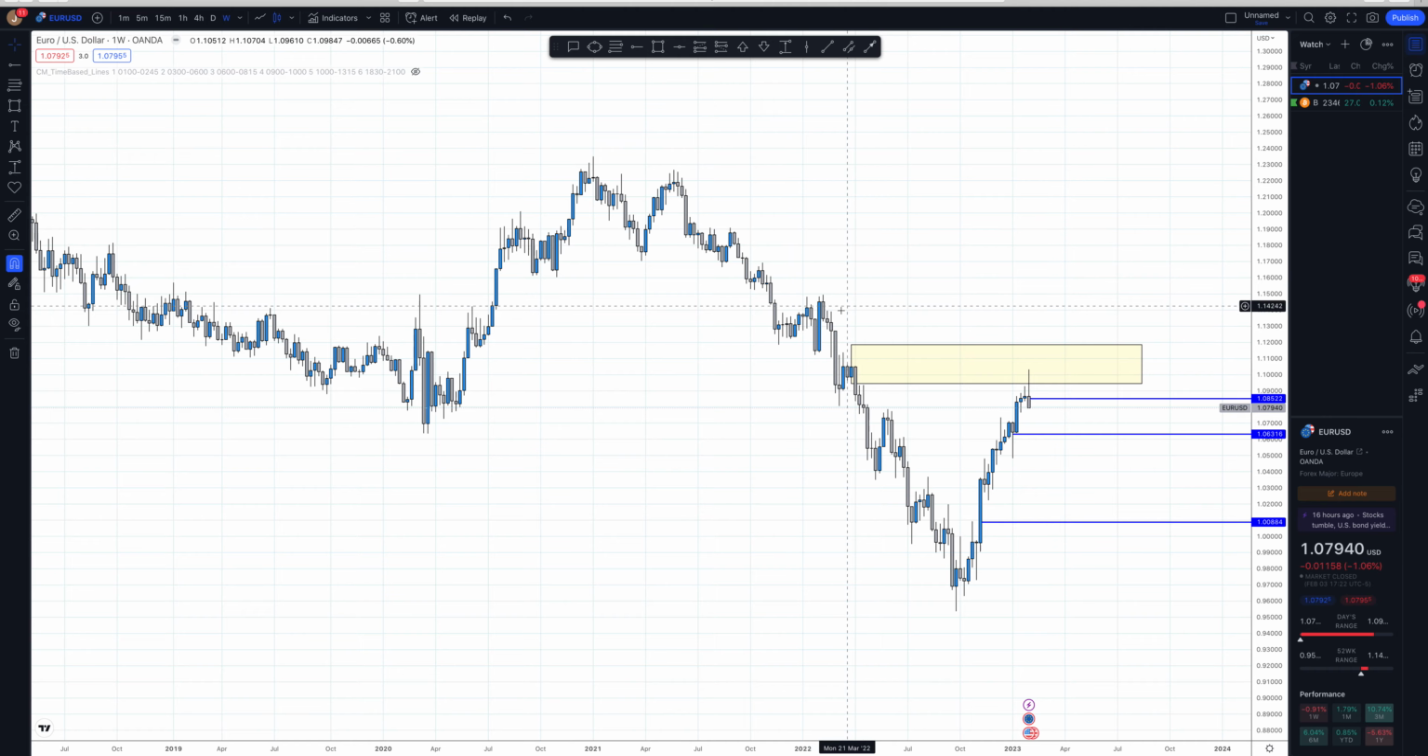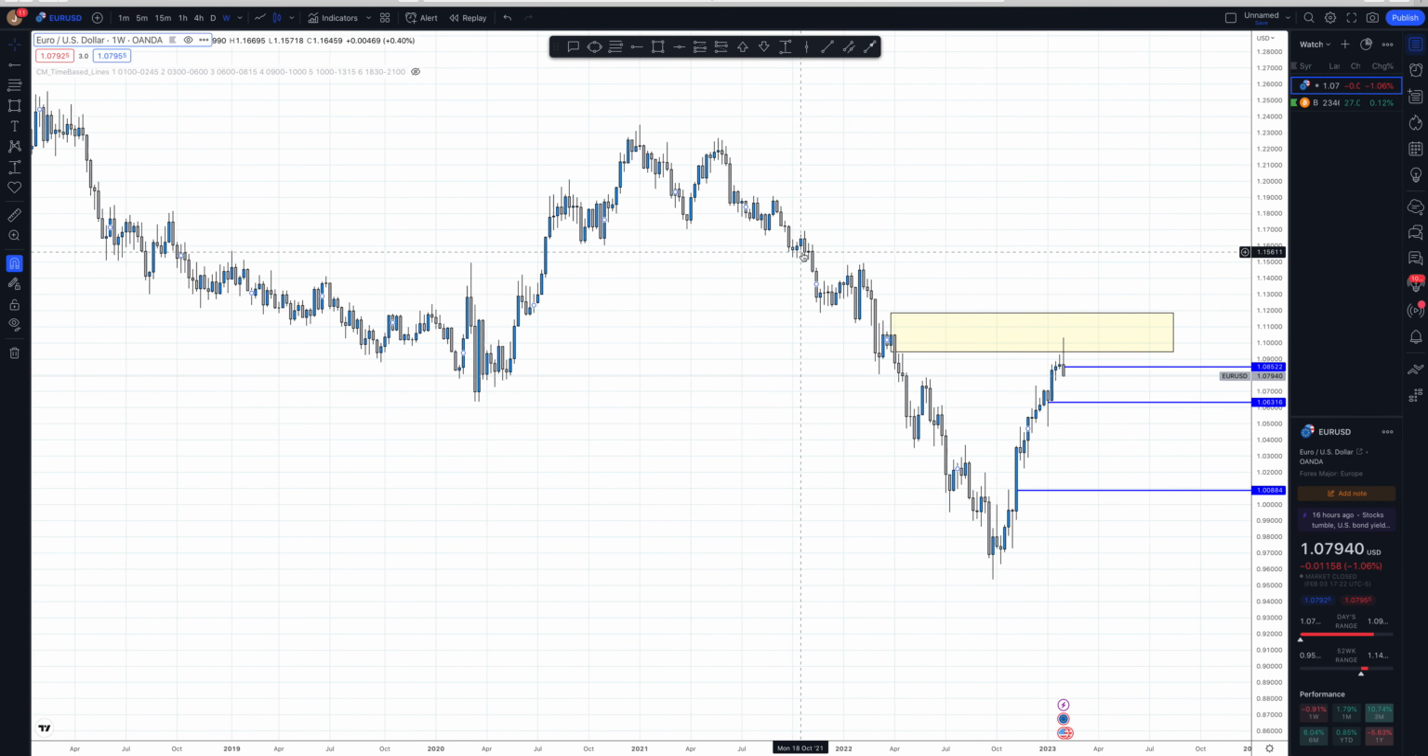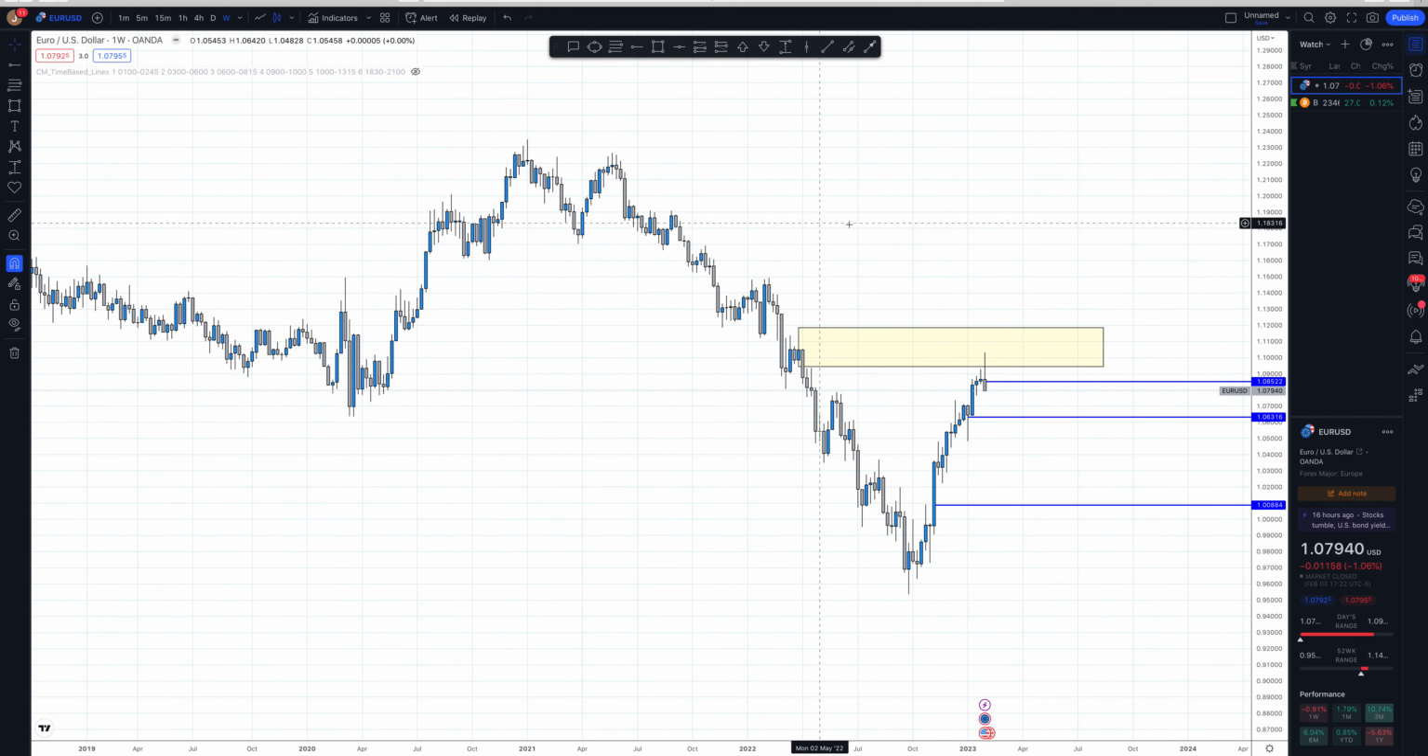But yeah, this is how I use the higher time frames to see what we're working with currently and what I expect price to do.